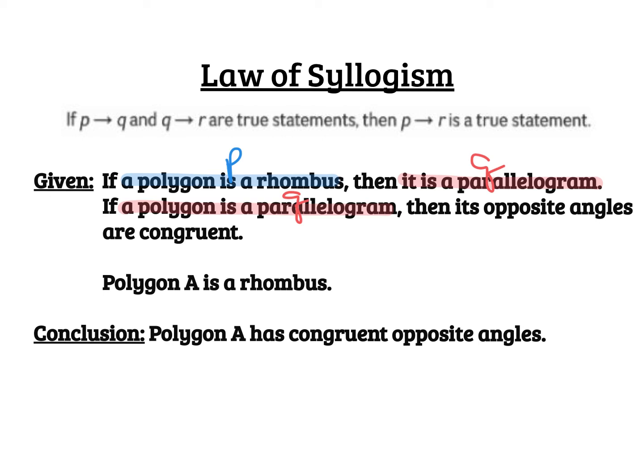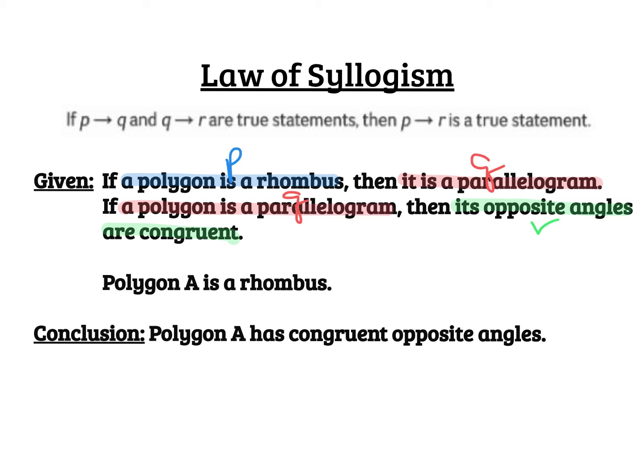That's R. Now, we will talk about this topic much later in class, so you don't even have to know what any of this means. You don't have to know what a rhombus is or a parallelogram or opposite angles being congruent. We don't have to know any of this information. What we want to focus on when we're thinking about logic is follow the process, follow the rules.